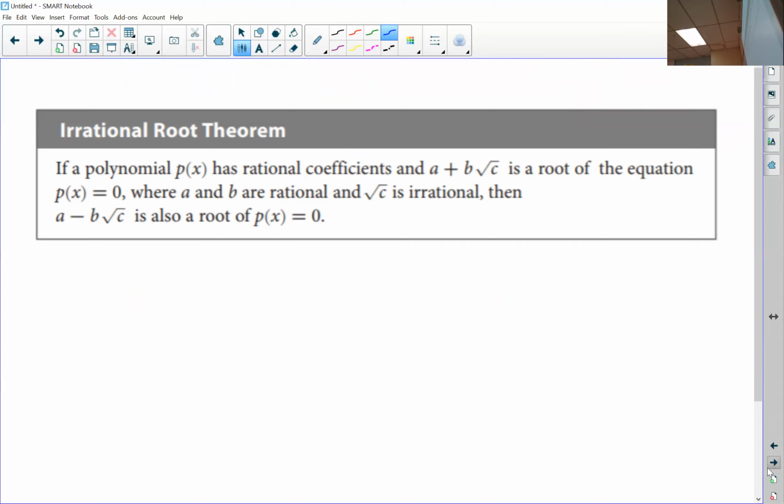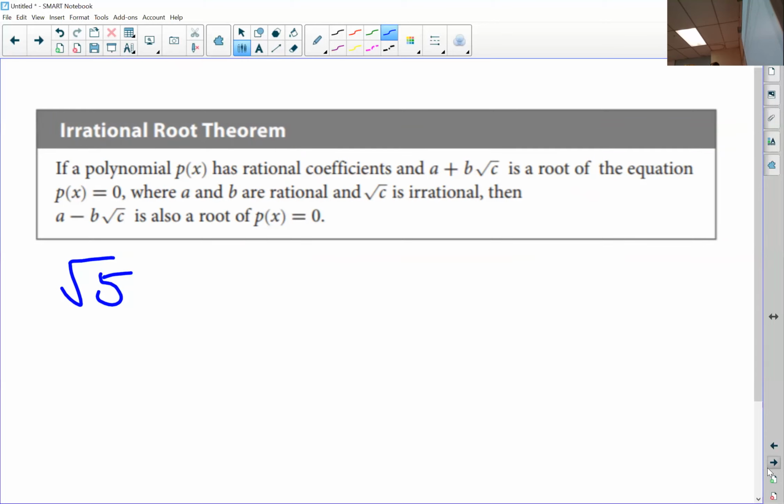This says if a polynomial p of x has rational coefficients and a plus b times the root c is the root of the equation, p of x equals 0, where a and b are rational and the square root of c is irrational, then a minus b root c is also a root for p of x equals 0. That hurts my brain to understand, so I know it hurts your brain. What I'm going to sum that down to: for every root, you hear that? For every root, you must have its opposite.